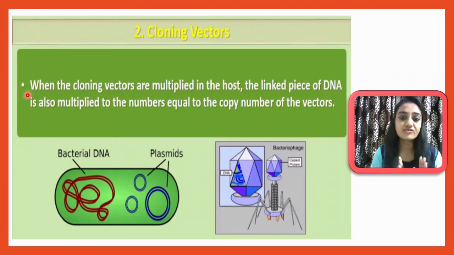What is the main role of a cloning vector? What happens when the cloning vector is multiplied inside the host? Here you can see, in the bacterial cell, suppose this cloning vector, that is a plasmid, is multiplied, and suppose we have linked some alien DNA inside this plasmid. Along with the multiplication of the plasmid, the linked piece of DNA is also multiplied, in a number equal to the copy number of the vector. So in this way we can get multiple copies of the alien DNA.